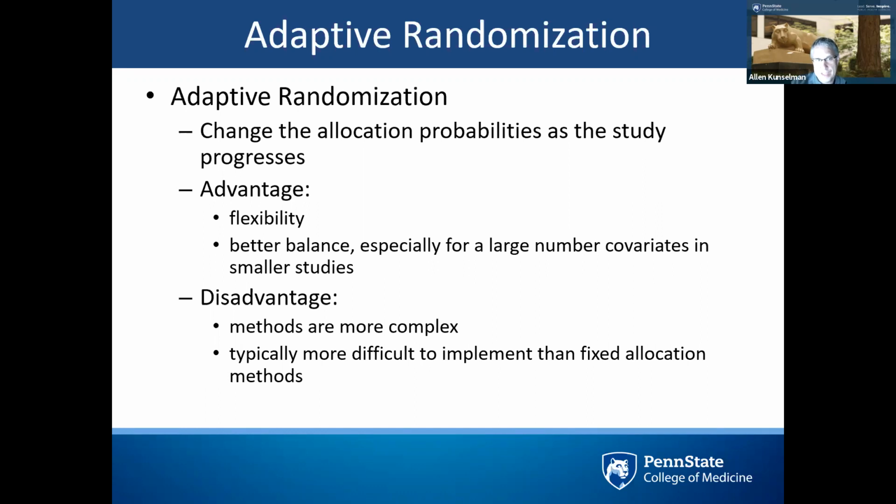And this is not just a REDCap limitation. So what is adaptive randomization? It changes the allocation probabilities as the study progresses. And I'll explain that more in a second. So the advantages: it's very flexible. It gives better balance, especially for a large number of covariates, like my example of having those 4 stratification factors of gender, diabetic status, smoking status, and age. If you had even more factors, adaptive randomization handles multiple covariates much better than fixed allocation. Disadvantages: it's much more complex and much more difficult to implement than fixed allocation methods. And by difficult, I mean it's costly. Like I said, REDCap can't do it, so you probably need to have somebody program a customized randomization module to do it for you, so it could get expensive doing adaptive randomization.